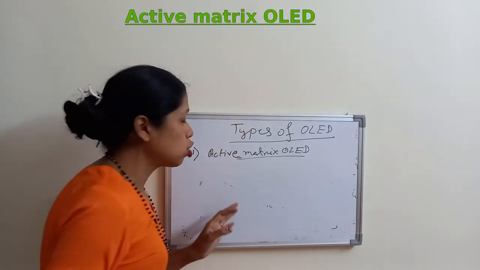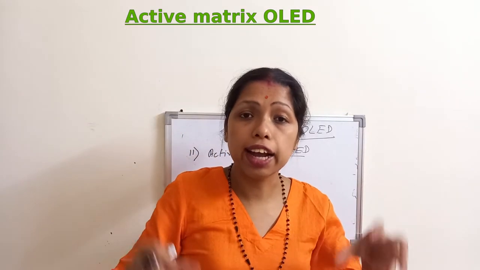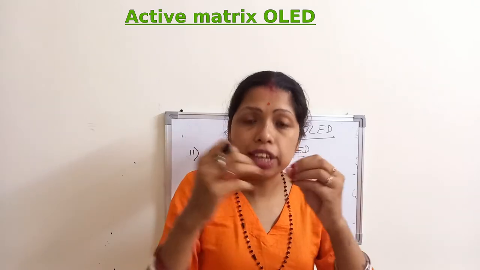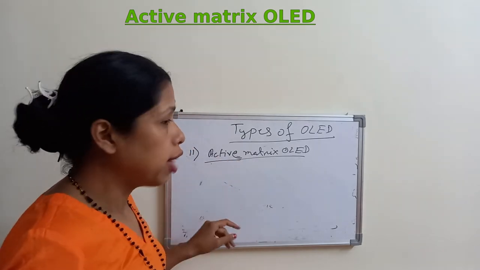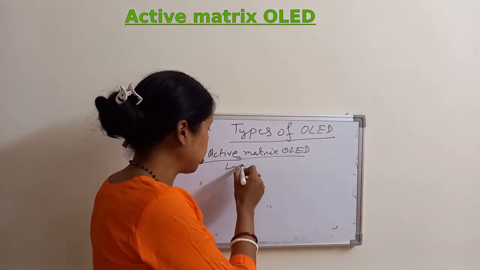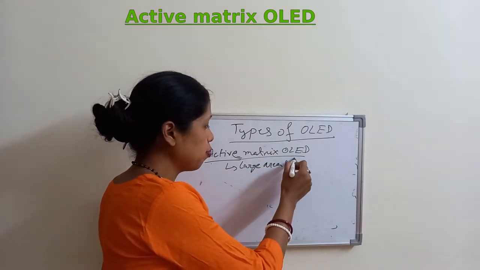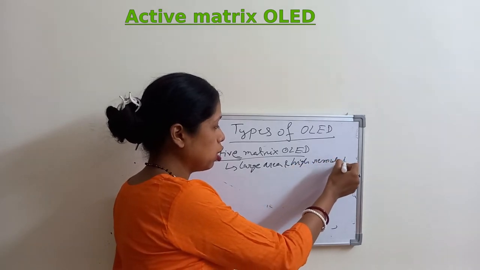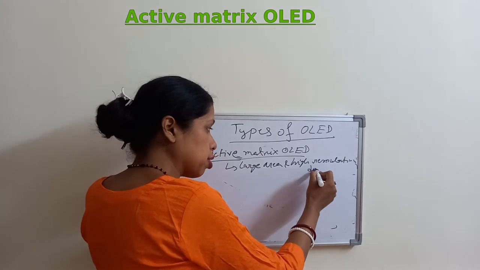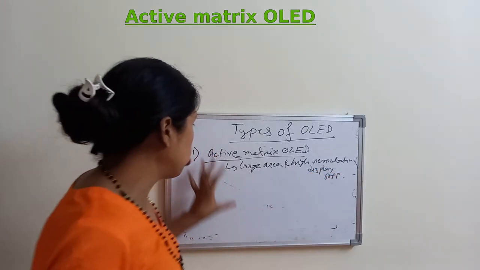In the case of the passive matrix, the entire structure forms pixels, different 9 pixels, right? But in the case of the active matrix, it is mainly used for large area and high resolution display applications.